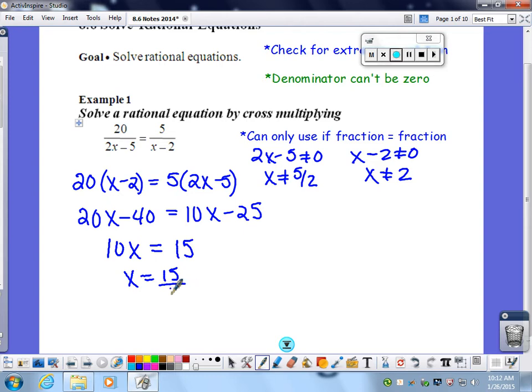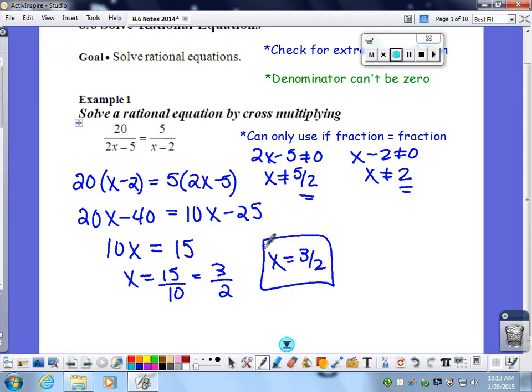So we get 15 tenths. Let's reduce that by 5, and we're going to get 3 halves. All right, so now look, 3 halves. Make sure that's not one of our restrictions. Our restrictions were 5 halves, which is not 3 halves, and 2, which is not 3 halves. So that means our solution is 3 halves.